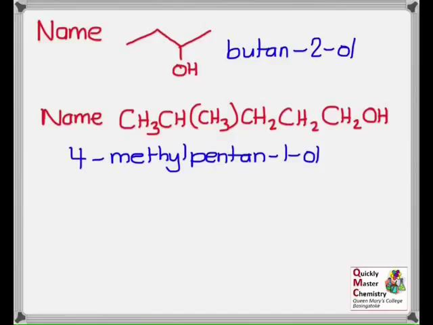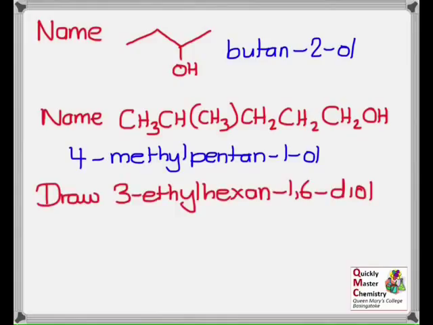So that means we're going to have to start numbering from that right hand end as carbon 1 with the alcohol group. There's 5 carbons in the chain, so pentan 1-ol, and then numbering from the right backwards, the methyl group is attached to the carbon written to the left of it, and so that's carbon 4, so 4-methyl pentan 1-ol. Another challenge, see if you can draw 3-ethyl hexane 1,6-diol.